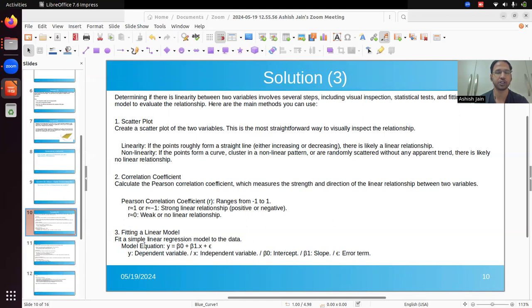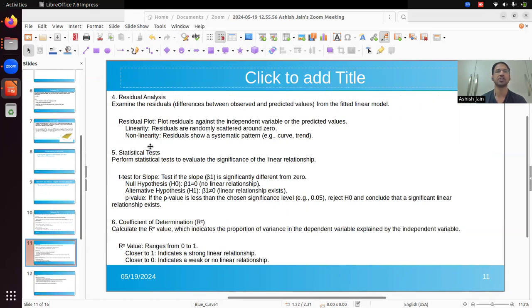Now, once you have got that equation of line, you have fitted a linear model to the data, and then the next step is to do the residual analysis. Examine residuals. Residuals are differences between observed and predicted values from the fitted linear model. Now, in residual plot, if the residuals are randomly scattered around 0, then there is linear relationship. If the residuals show a systematic pattern, for example a curve or a trend, there is non-linear relationship between the two variables.